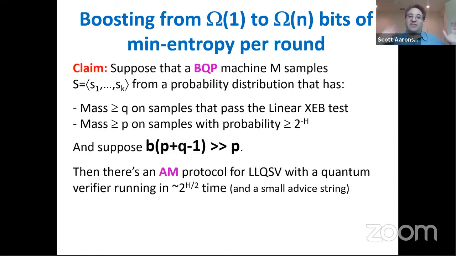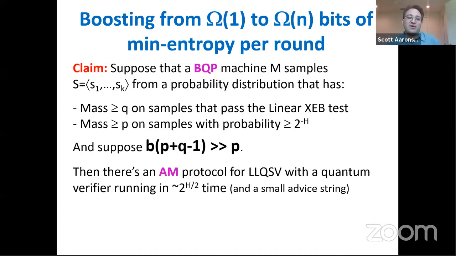The way we do that, we have to design a rather more complicated AM protocol. Suppose you had a BQP machine, call it M, that sampled S, that list of samples, from a probability distribution that had two properties. One, it put a large mass, at least Q, on samples that passed the linear cross-entropy test. And two, it put a large mass, at least P, on samples that have a big weight. So they're sort of heavy. They're not good in terms of min entropy. They've got min entropy of only H. They've got probability of 2 to the minus H, where say H is less than N.